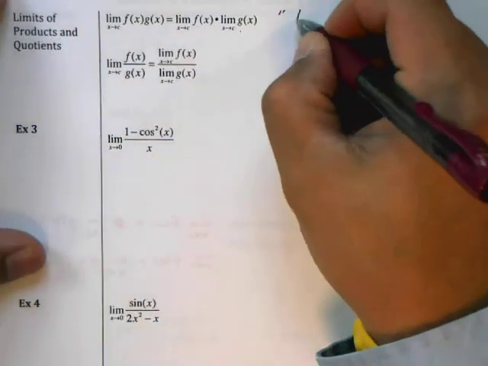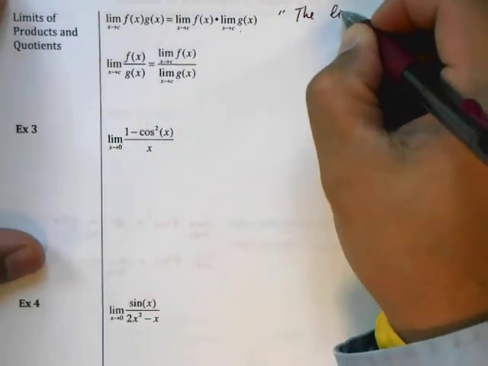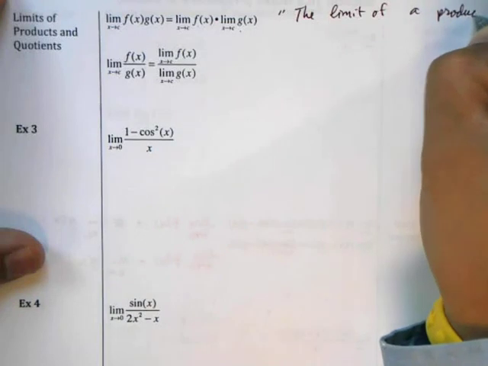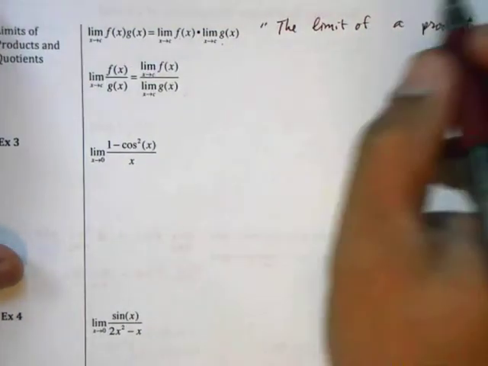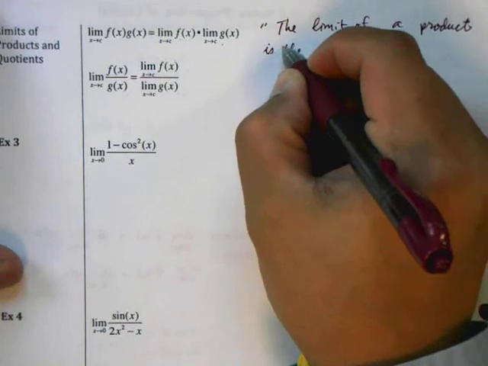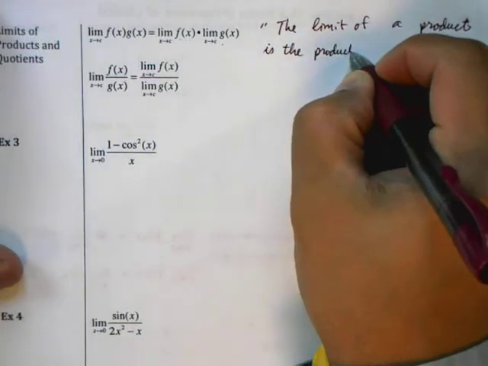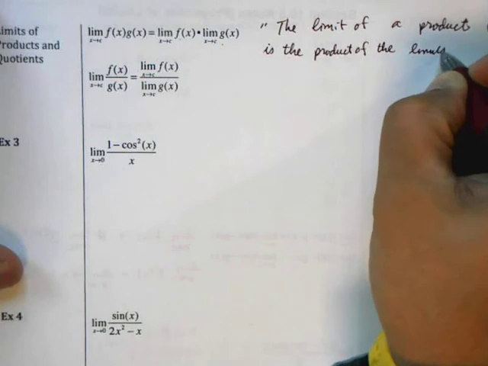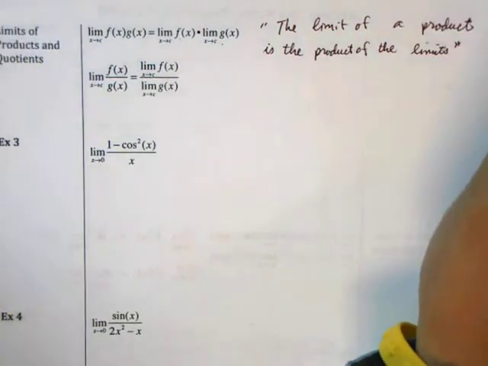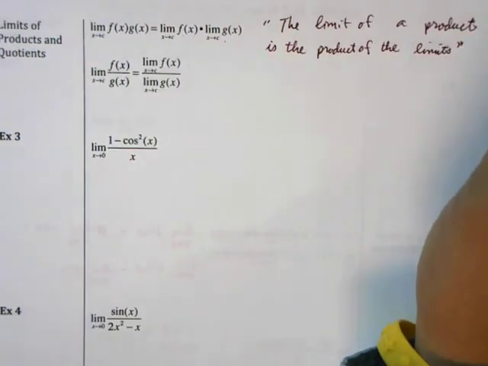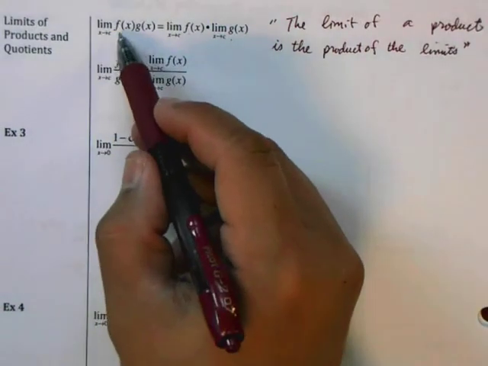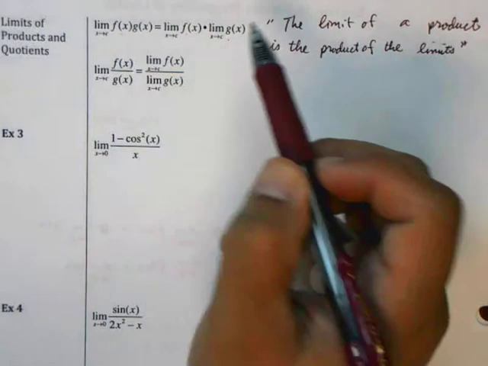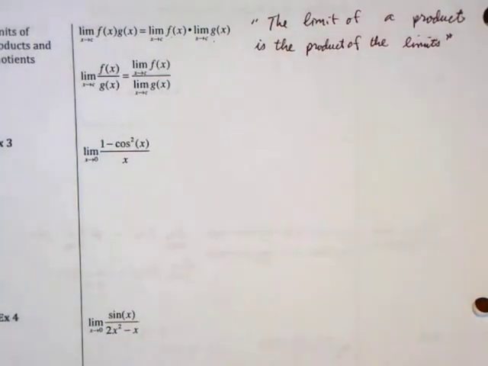So this is a way of saying the limit of a product is the product of the limits. The limit of something times something else is the limit of the first thing times the limit of the second thing. Same thing with the second statement here.